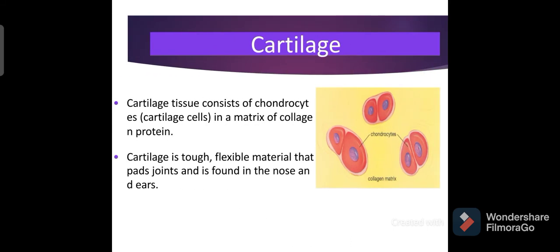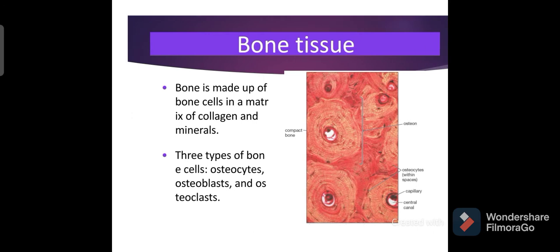Cartilage. Cartilage tissue consists of chondrocytes, or cartilage cells, in a matrix of collagen protein. Cartilage is tough, flexible material that pads joints and is found in the nose and ears. Bone tissue. Bone is made up of bone cells in a matrix of collagen and minerals. There are three types of bone cells. We have osteocytes, osteoblasts, and osteoclasts.